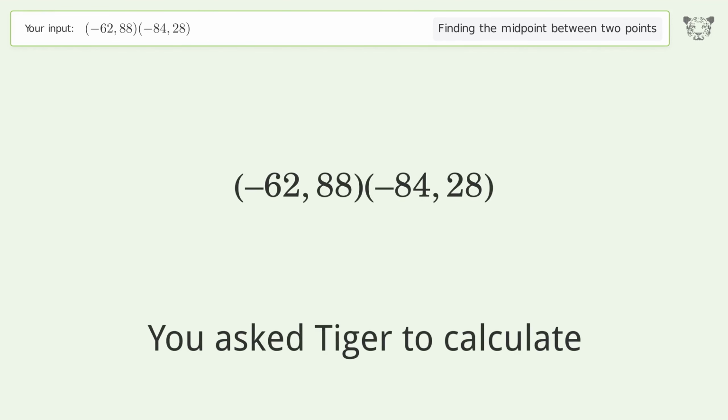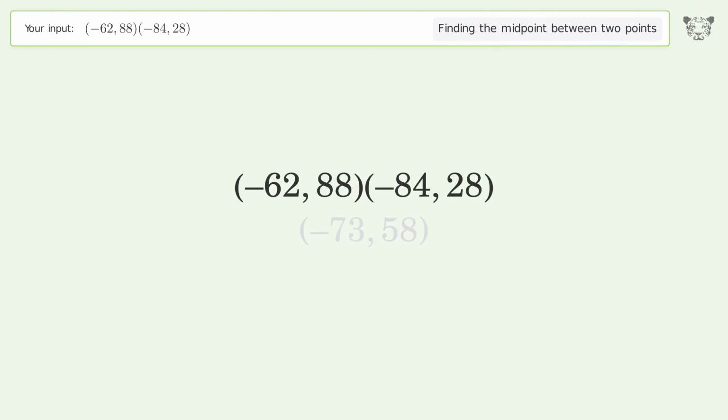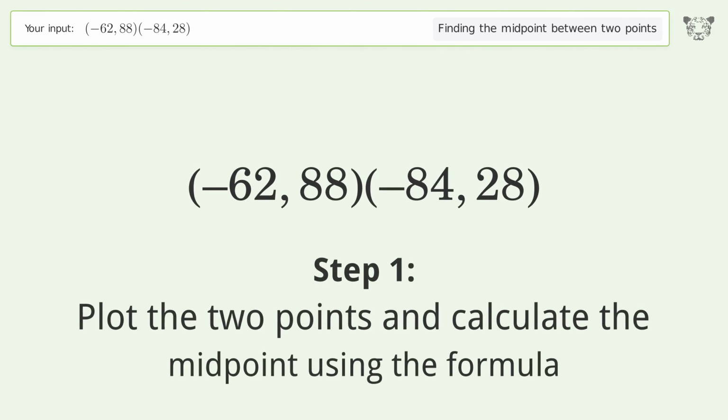You ask Tiger to calculate. This deals with finding the midpoint between 2 points. The midpoint between the 2 points is negative 73, 58. Let's solve it step by step. Plot the 2 points and calculate the midpoint using the formula.